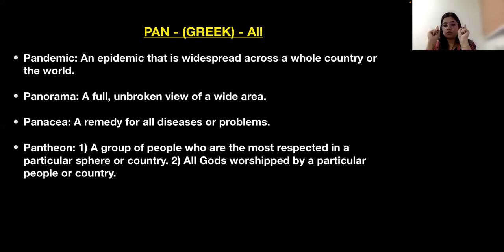Pantheon. Now, this has two meanings. One, a large group of people who are the most powerful and most respected set of people in a particular area or in a particular country. And second, all gods worshipped by a particular people or a particular country. Something to do with all. यहाँ पे pan है, theo है. Pan है और theo है. So theo was the root word for God.